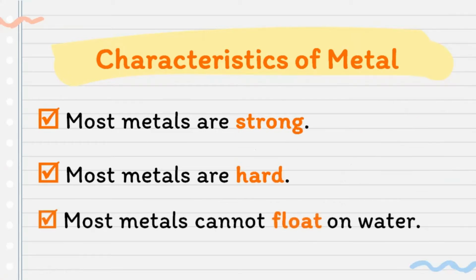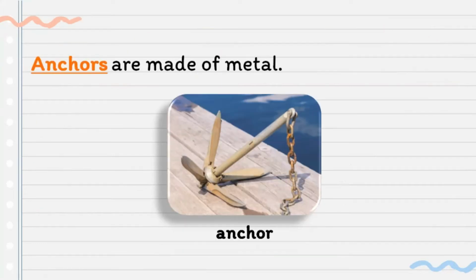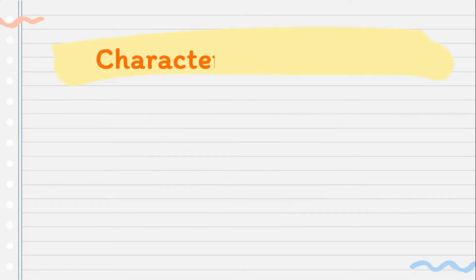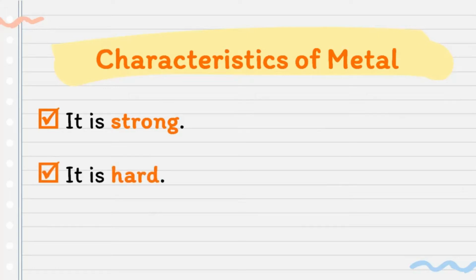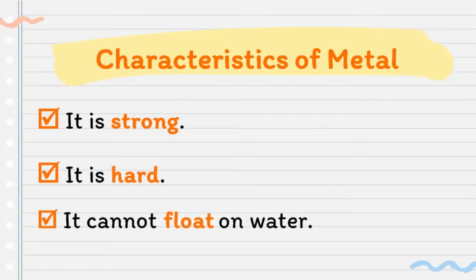Number 3. Most metals cannot float on water. Since metals cannot float on water, anchors will sink in the water because they are heavy. So the characteristics of metal are: it is strong, it is hard, and it cannot float on water.